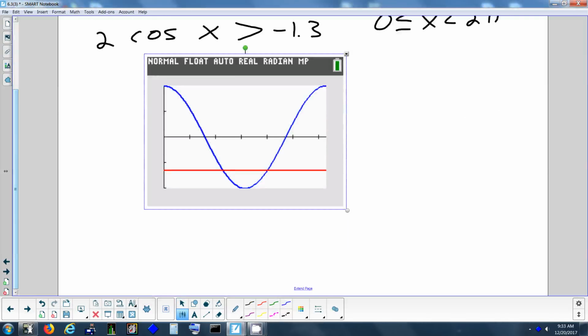And can you describe to me, Jane, where the cosine graph is above negative 1.3? You don't have to give me numeric values. Just kind of describe where it's above, because you told me it is above. Well, all the points on the cosine above the red line. Yeah, everything above the red line. So we're above the red line from here up until right there.